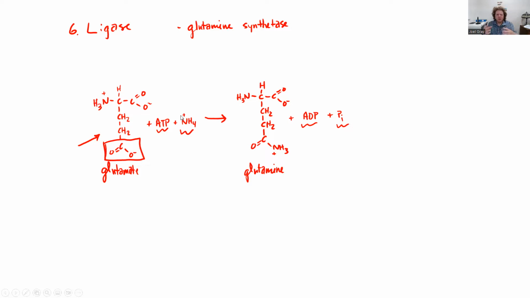The ammonium was kind of our target. The ammonium and the glutamate were intended to come together to make glutamine. So that's what a ligase is going to do. It's pretty common for you to see ATP as a reactant and then ADP and Pi as your products.